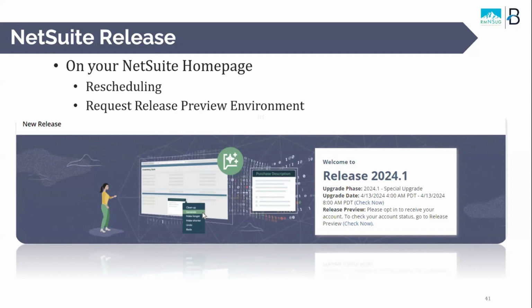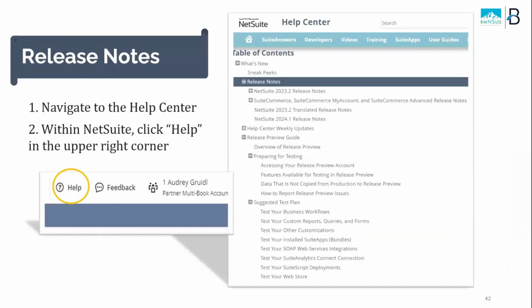And then opt in to get a release preview account. That's where you can do all your testing of the elements I'll touch on in a moment. But here are a few key things to pay attention to every time you see a new release. This is going to be on your homepage for access. For release notes, you can navigate to the help center, and within there you'll see a release notes section within the table of contents. Here it'll show the release numbers. There are a couple of them on the screenshot. It also shows how to prepare for the testing and suggested plans. So definitely leverage the help center for what NetSuite's already put out there. That'll definitely help you get started.